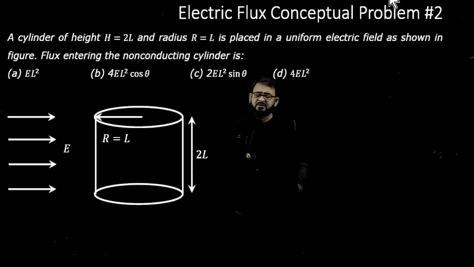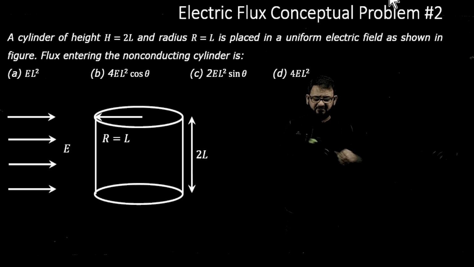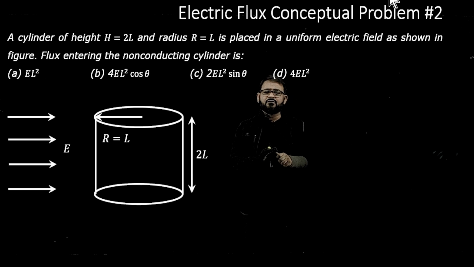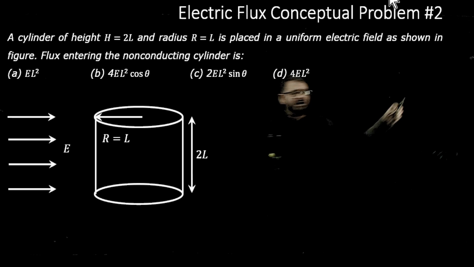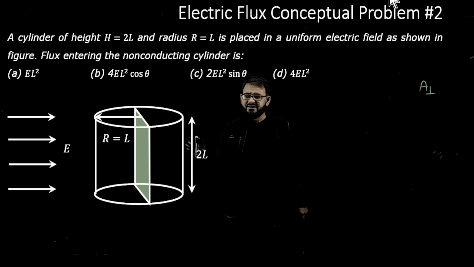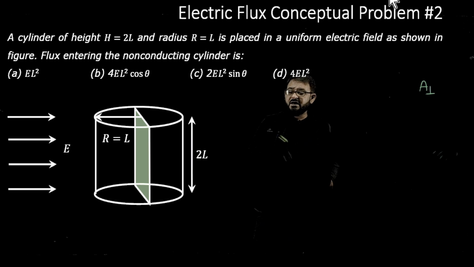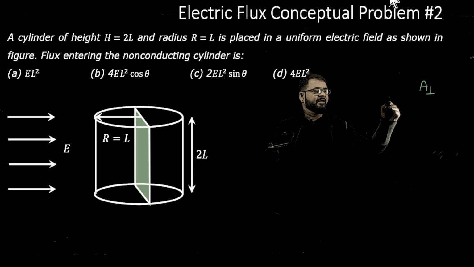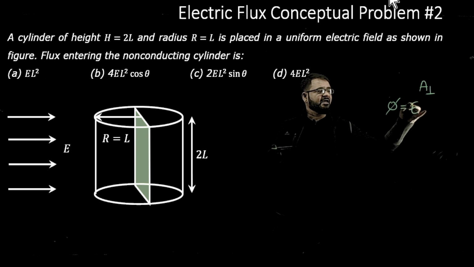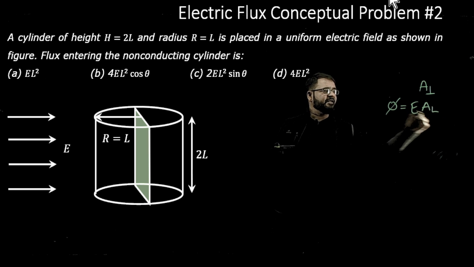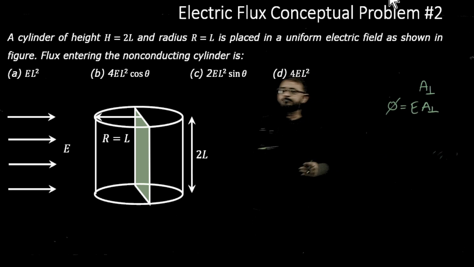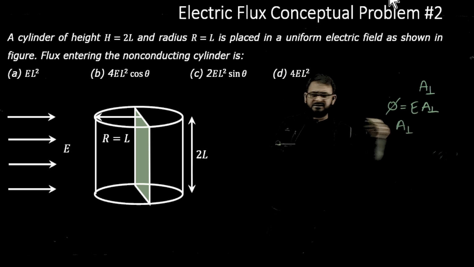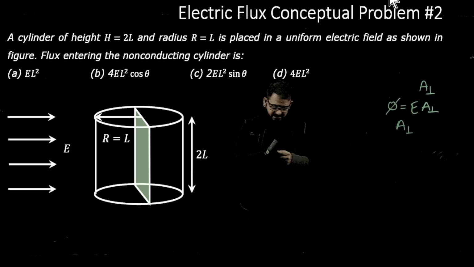The key and important thing in calculation of electric flux is we only have to worry about the area perpendicular. This is the area that is perpendicular to this electric field. So another way of expressing flux is phi is equal to electric field times the area that is perpendicular, right?